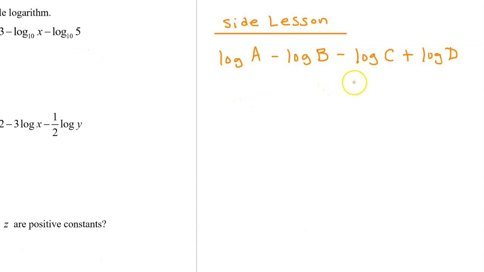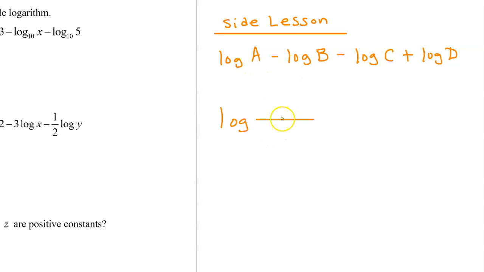Quick side lesson. If you have several log terms that are being added or subtracted, you can write them as a single log in one step. So we can write log. The fact that there is a minus involved means that there will be a quotient. So there are 4 terms. That will mean we will have 4 factors inside this quotient.